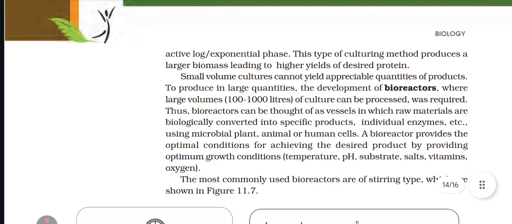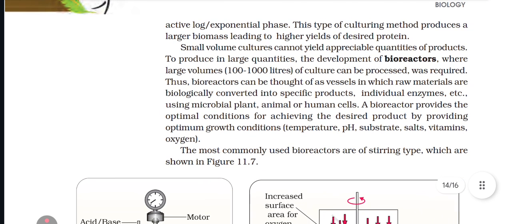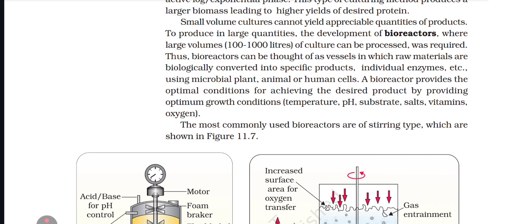Small volume cultures cannot yield appreciable quantities of products. To produce in large quantities, the development of bioreactors where large volumes like 100 to 1000 liters of culture can be processed was required. Thus, bioreactors can be thought of as vessels in which raw materials are biologically converted into specific products, individual enzymes, etc. Using microbial, plant, animal, or human cells, a bioreactor provides the optimal conditions for achieving the desired products by providing optimum growth conditions like temperature, pH, substrate, salts, vitamins, oxygen.